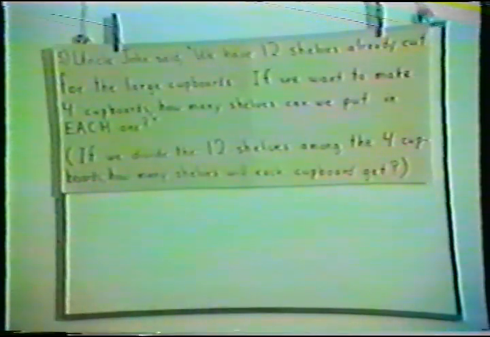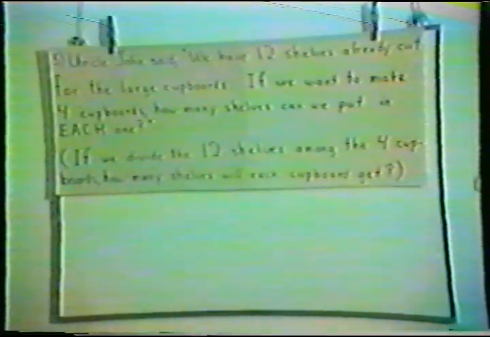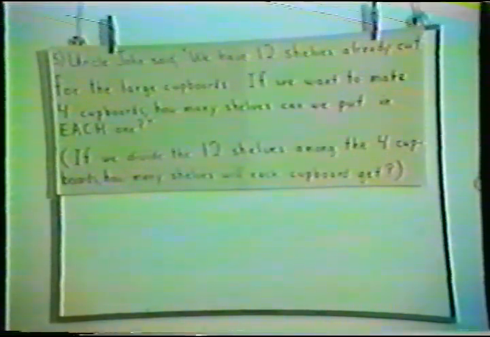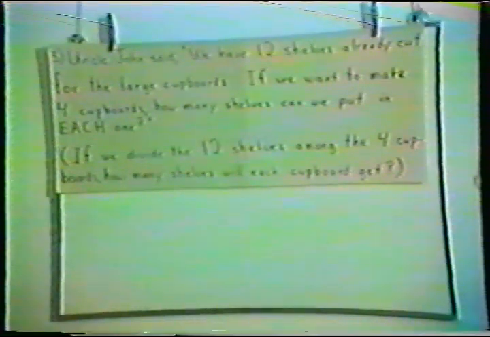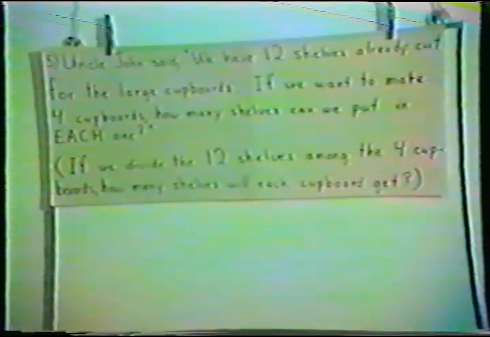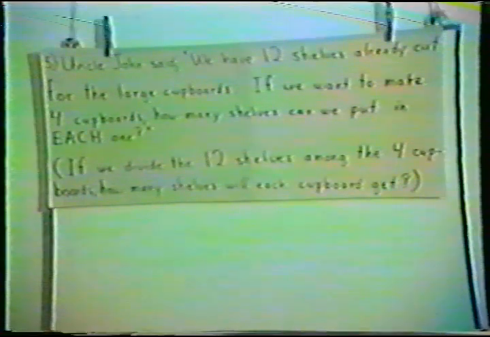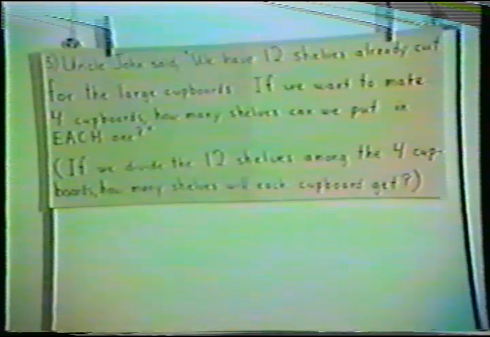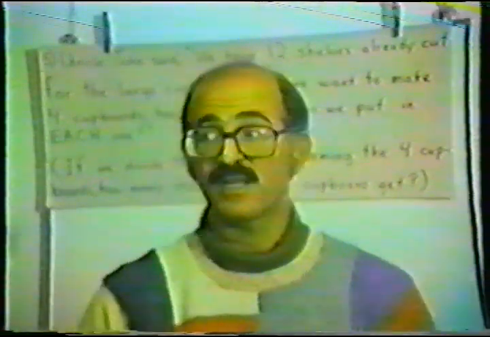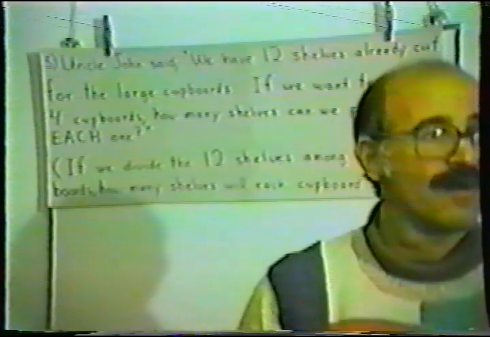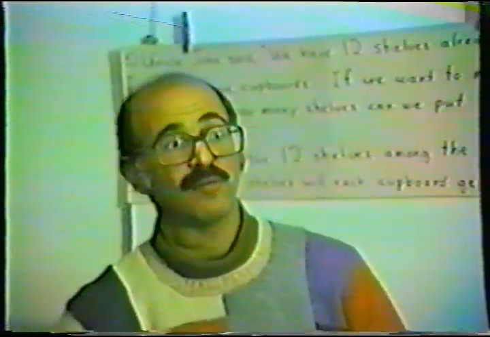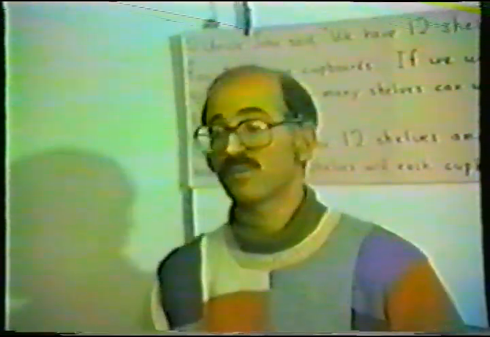Problem number 5. Uncle John said, we have 12 shelves already cut for the large cupboards. If we want to make 4 cupboards, how many shelves can we put in each one? Here is a time when we have that word each again, but this time we know how many we have in all, and we want to know how many go in each. That kind of problem is always going to be a division problem.